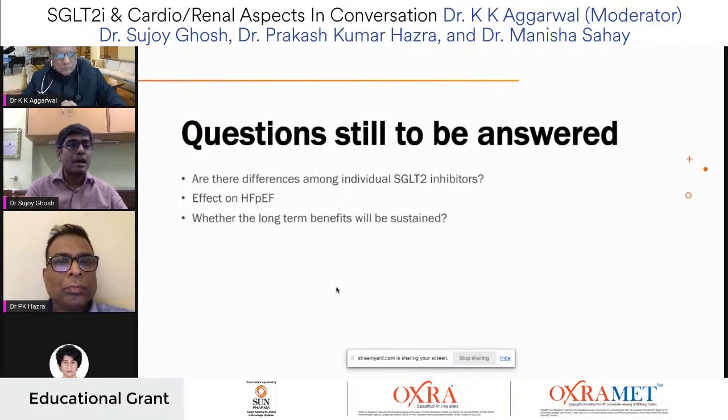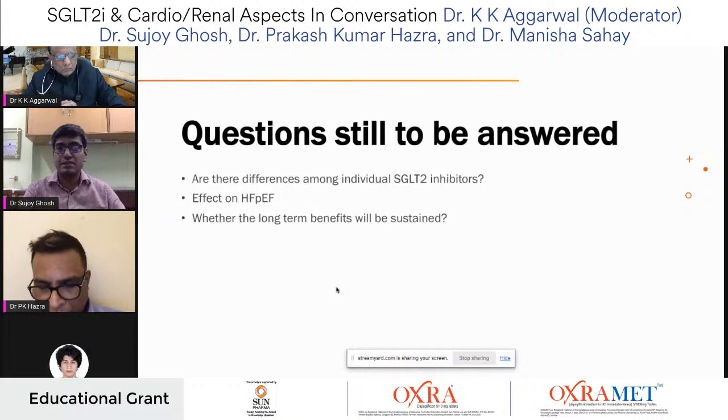We now know that there are several molecules in this class, and it's very difficult to actually differentiate one from the other. But as of now, like I said, the evidence is very good even for dapagliflozin, particularly when it comes to renal outcome, along with heart failure data. There are trials going on in heart failure with preserved ejection fraction. Whether this group is going to have benefits there as well, we don't know. And we don't know whether the long-term benefits are going to be very sustained, because even in these short-term studies, the results seem to be dramatic.